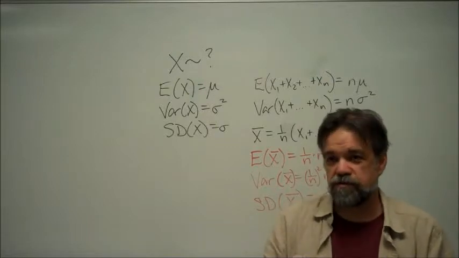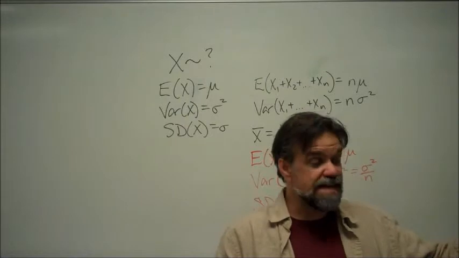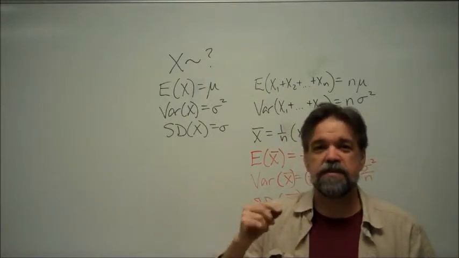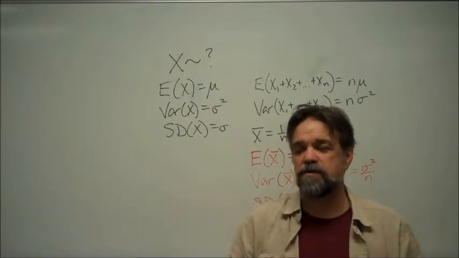Now, let's think about the distribution. When we're looking at IQs, and we're looking all across America, we're going to have some people with really high IQs, some people with significantly less impressive IQs, okay? So there's going to be this wide variation.